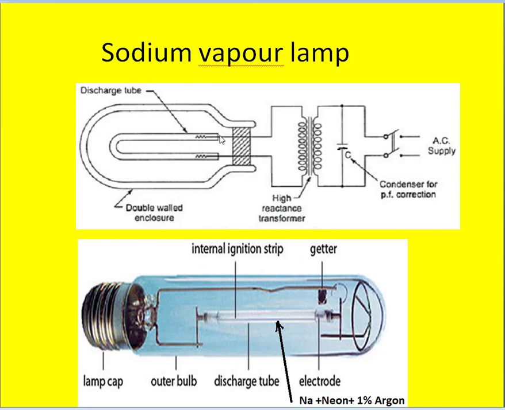In this there are two electrodes placed. This is one electrode, this is another electrode, and they are sealed, and inside this tube there is 1% of argon gas and neon gas and also sodium material available. And these electrode terminals will come out via the outer bulb like this, and these terminals of the electrodes will go to the secondary of the transformer.